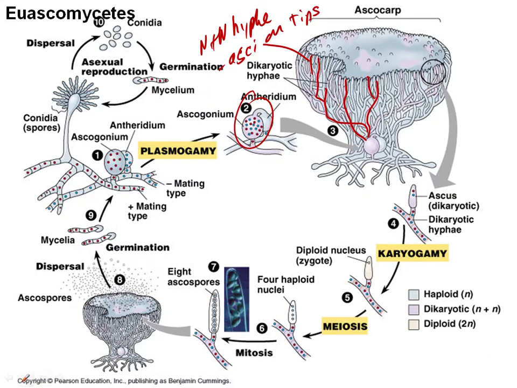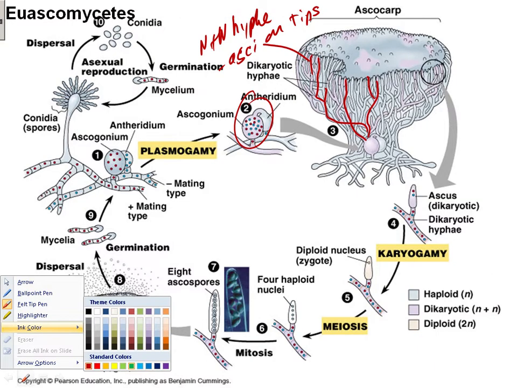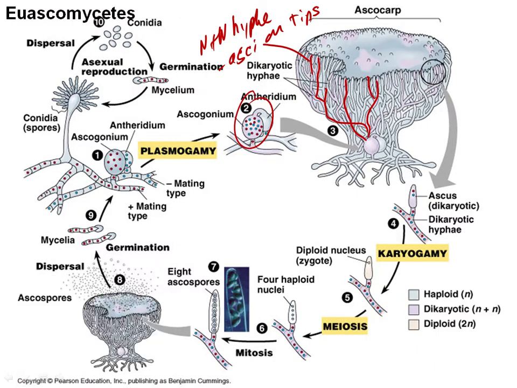What's the rest of this structure made out of? So I think what did we use? Green for the haploid? We use green now. Anyway, so there are haploid hyphae here, and we can follow those up too. So most of this structure is composed of these haploid hyphae, and they're all intertwined here.